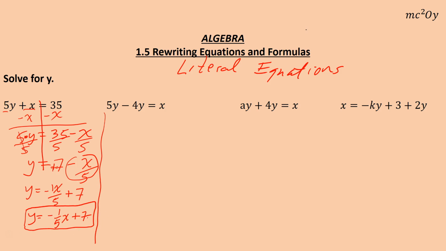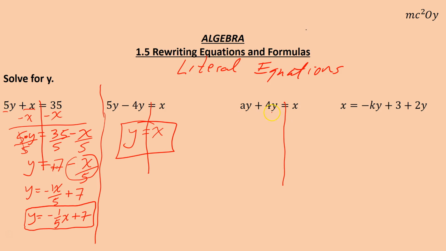Okay, and so here, solving for y, notice it's always good to try to simplify both sides of the equation first. In this case, I can actually put the y's together. 5y minus 4y is 1y. And in this case, 1y equals x. You solve for y, and in fact, you also solve for x at the same time. You're now done. Nothing else to do there.